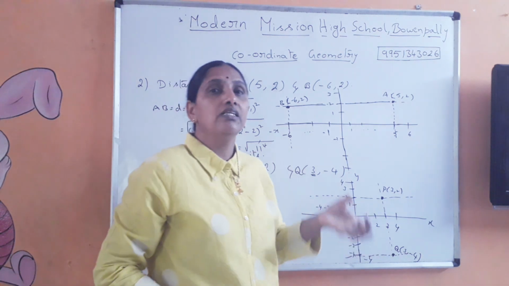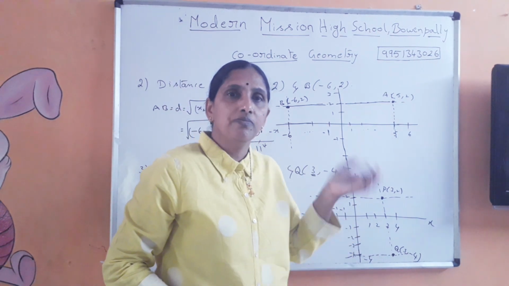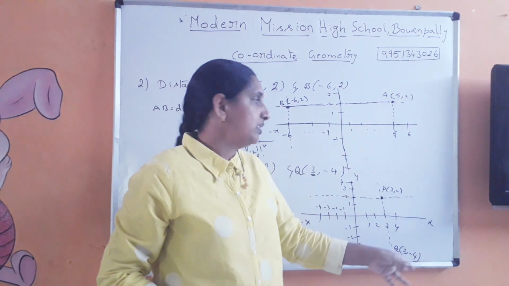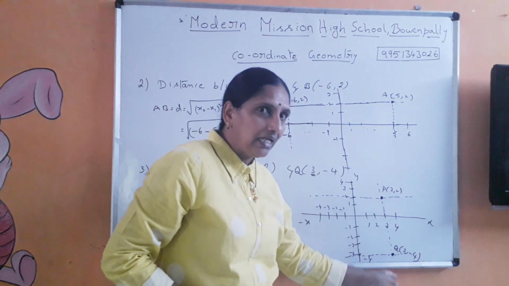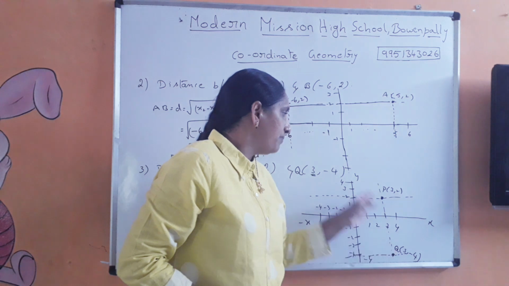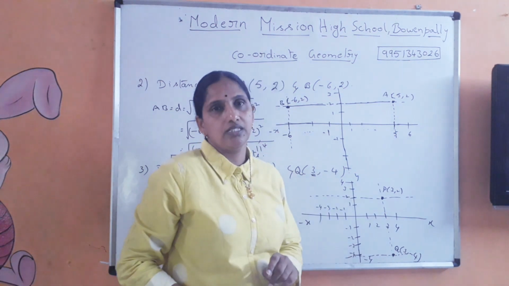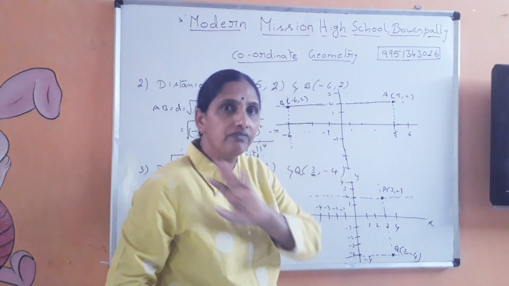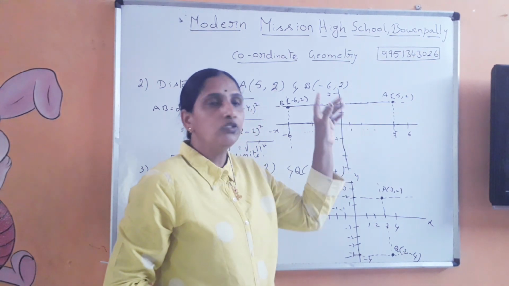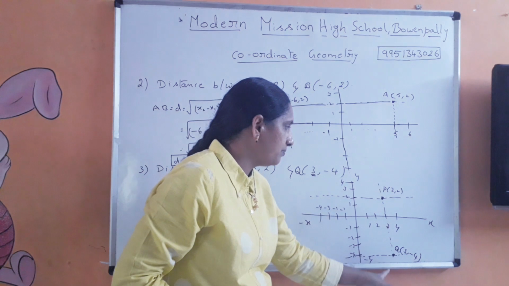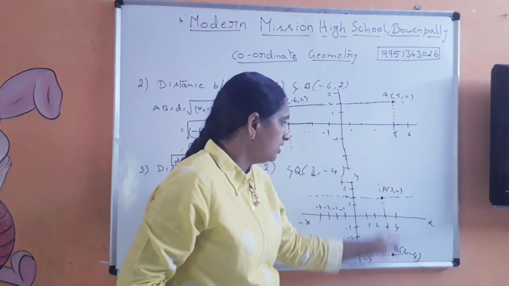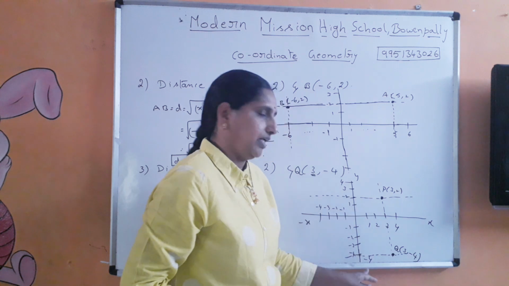Whenever the points are given in such a manner that the x-coordinate of each point is the same, then all the points lie on a line parallel to the y-axis. If the x-coordinates are the same in all the given points, then all those points lie on which line? On the line parallel to the y-axis. So therefore these 2 points are lying on a line parallel to the y-axis.